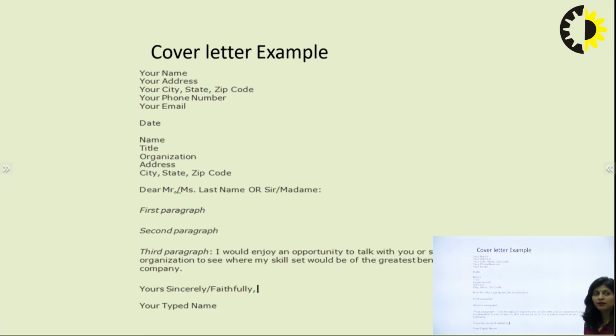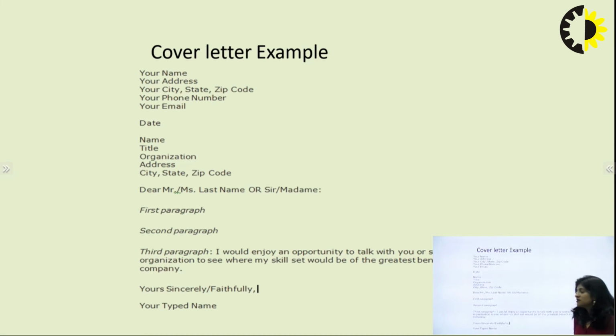After that you write the name of the person to whom you are sending, and the title, which means the name of the department. If it is the human resource department, you can write human resource department below this. Then the name of the organization, like LG Electronics Private Limited. Write the full address of the company, like Surya Nagar, Kasna Road, Greater Noida, its state and zip code.